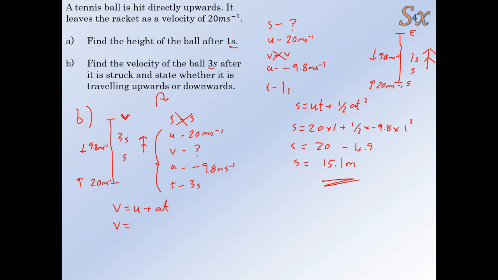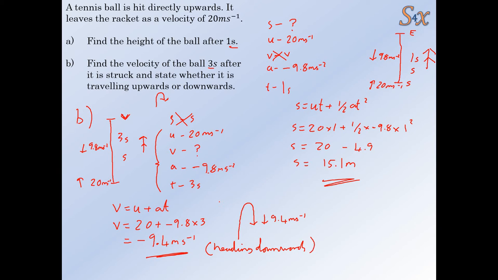And now all we'll do is substitute in. U was 20 plus minus 9.8 times 3. Type that in the calculator. I get minus 9.4 meters per second as our final velocity. Okay, so what does it mean that it's got a negative? Well, I took upwards as positive, so that actually means that it's got to the top of its flight, turned round and started coming back down, and it's now heading downwards at a velocity of 9.4 meters per second. So this is heading downwards, because it's got a negative sign.